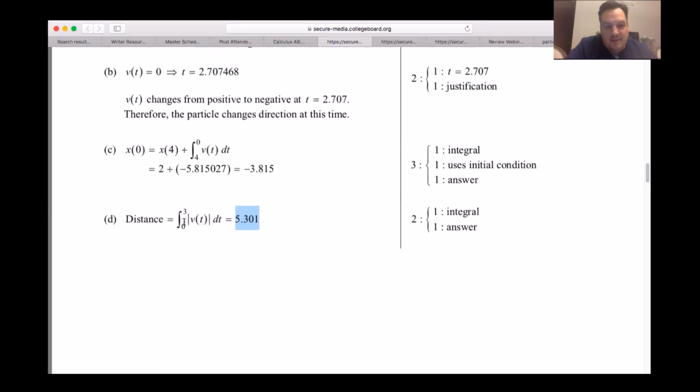If you don't show the setup, we call that a bald answer, an answer by itself with no proper work, and we're pretty much not even going to give you the answer point. We're going to give you absolutely nothing, right?